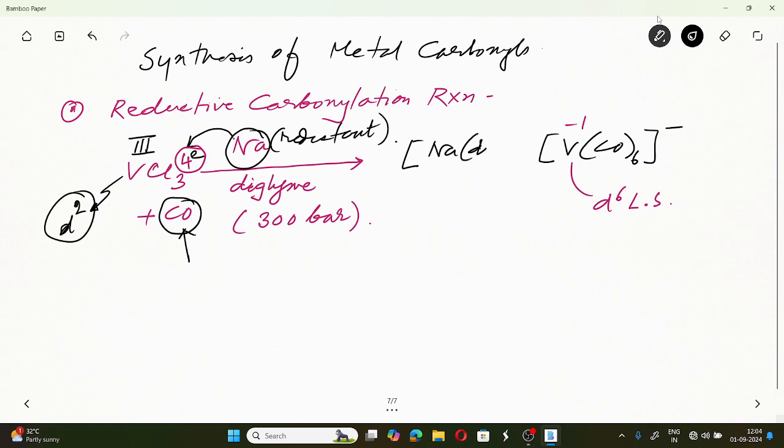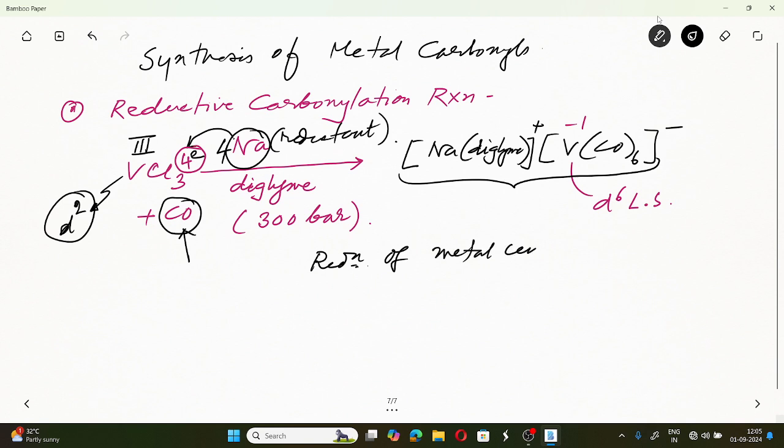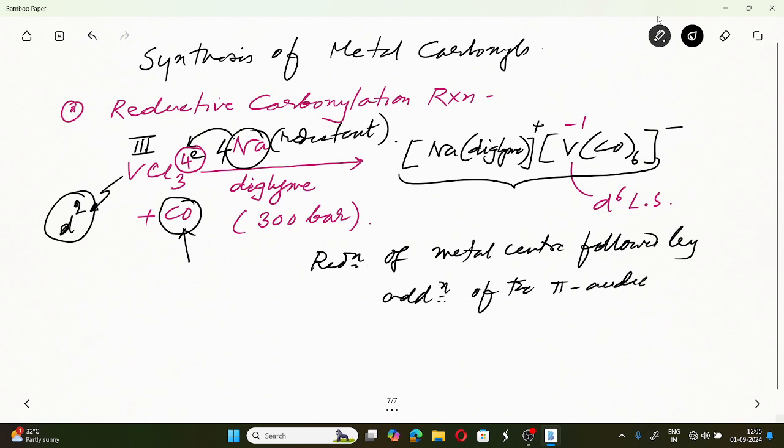Na+ যেটা তৈরি হচ্ছে, ডাইগ্লাইমের সঙ্গে Na+ টা একটা কমপ্লেক্স করছে. So this complex is formed. সোডিয়ামটা দেখো Na+ তো তৈরি হচ্ছে, তার মানে 4টে সোডিয়াম, it is providing 4 electrons. 4টে সোডিয়াম একটা একটা করে ইলেকট্রন দিচ্ছে. So this is formed. So this is actually what we say is reductive carbonylation. Reduction of metal center, followed by addition of the pi acidic CO ligand. So this is reductive carbonylation.